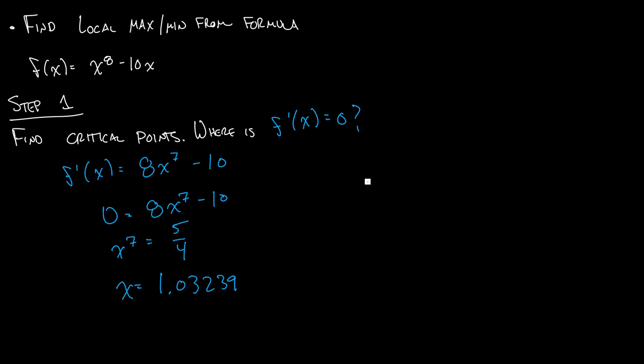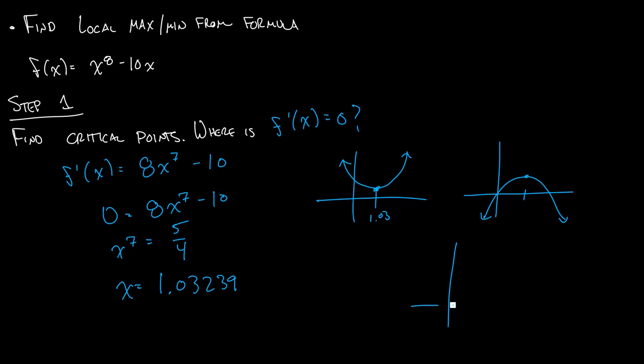It doesn't actually have to be either, right? My function could look something like this at x equals 1. That would be a case where 1.03 is a min. It could look something like this, which would be a case where 1.03 is a max. But it could also look like that, where it's neither. All right, so step 2 is going to be to decide which one of these it is. Is it A, B, or C?